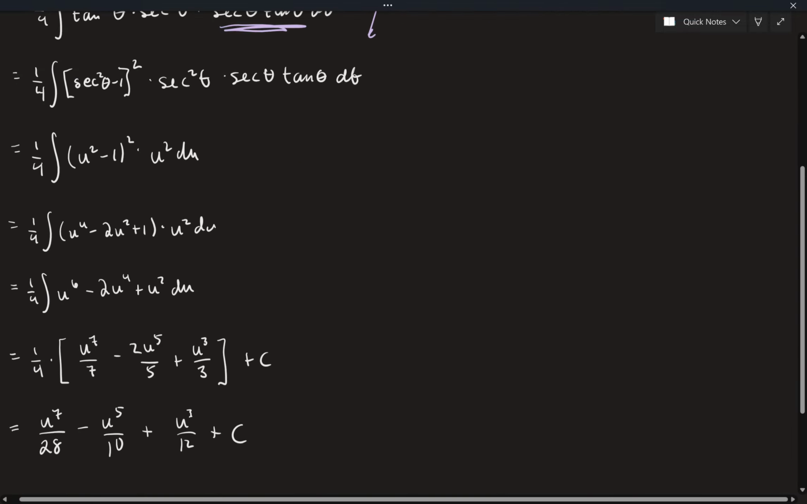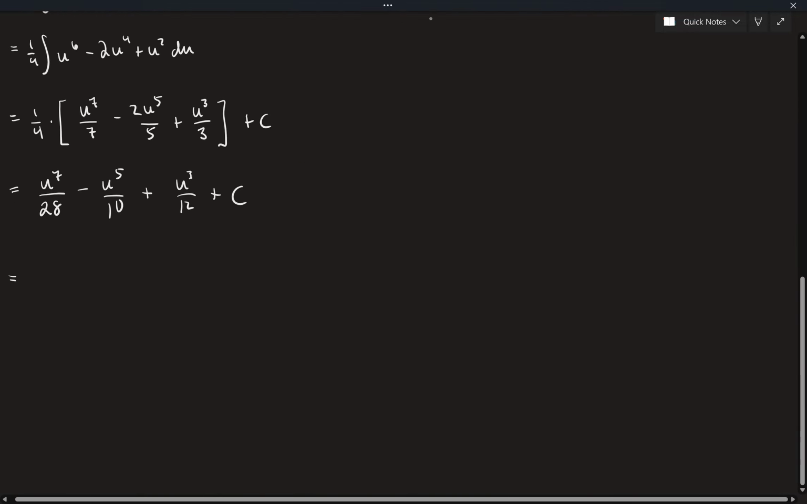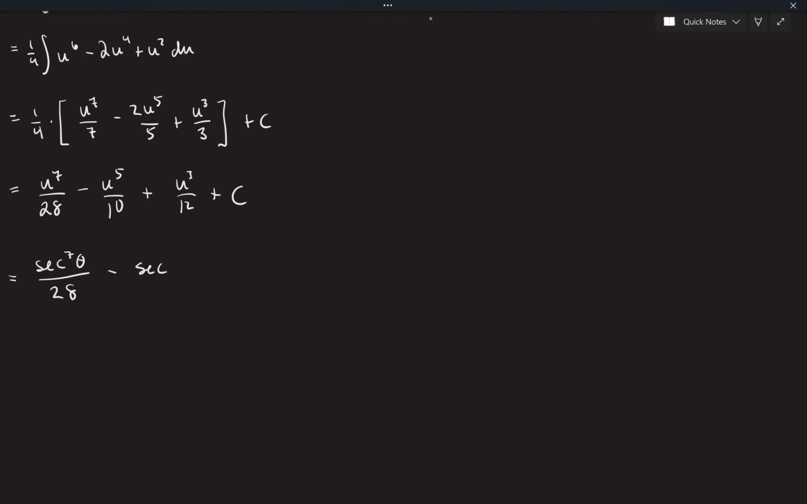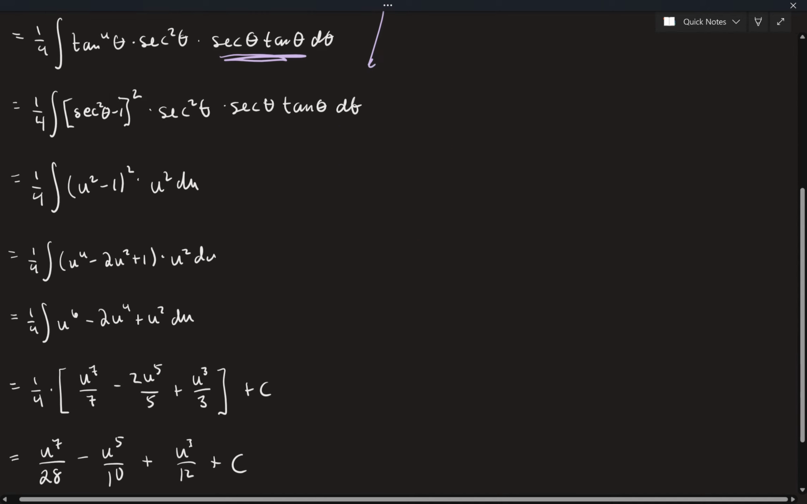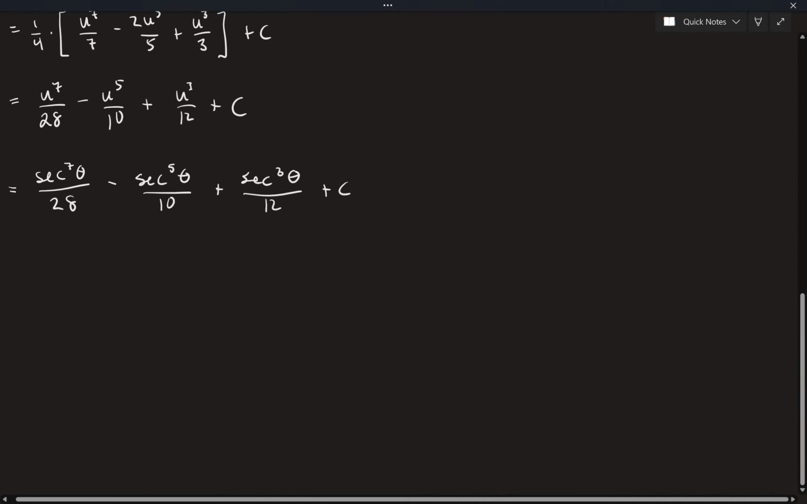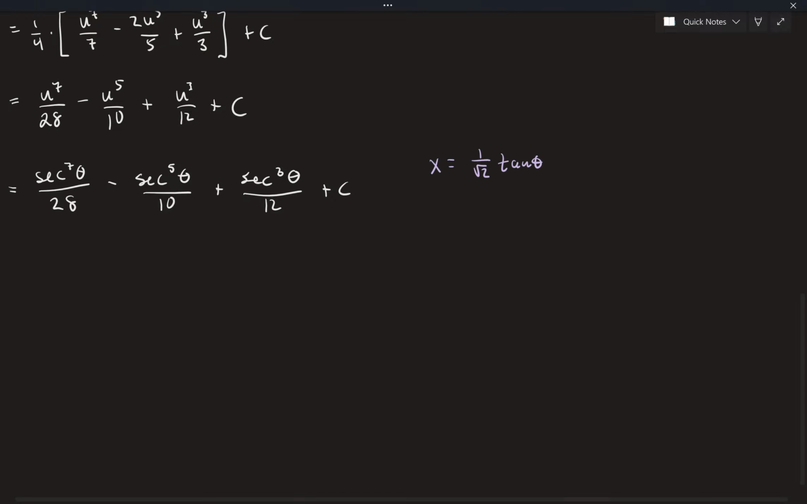Now I just got to backtrack. What's my u? My u is secant theta. Secant to the 7th of theta over 28 minus secant to the 5th of theta over 10 plus secant cubed theta over 12 plus c. And now it's time for the worst part. I gotta switch my secants. What is my substitution again? X is 1 over root 2 tangent theta. Let me write that down. X is 1 over root 2 tangent theta. So I want to solve for tangent theta because I want to make a fraction.